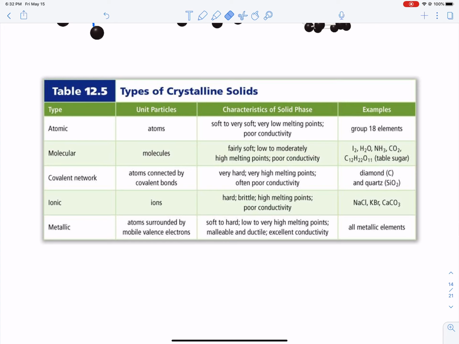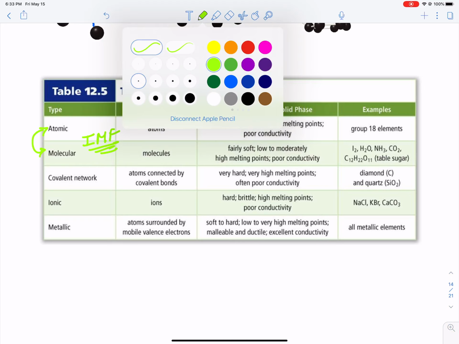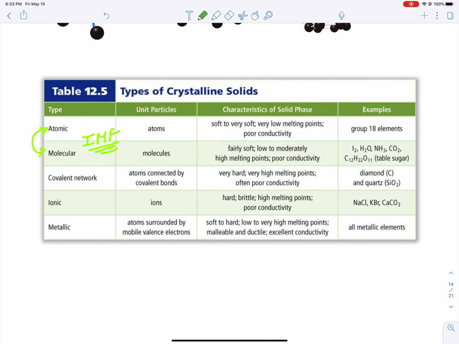This table right here just sums up the different types of solids and their properties. I didn't really talk about atomic solids because there's only helium, argon, krypton, neon. It's just the noble gases. They work on the same principle because what is holding them together are just intermolecular forces. And because what's holding them together are fairly weak intermolecular forces, you get the characteristics of soft, low melting points, like close to absolute zero, we mean.